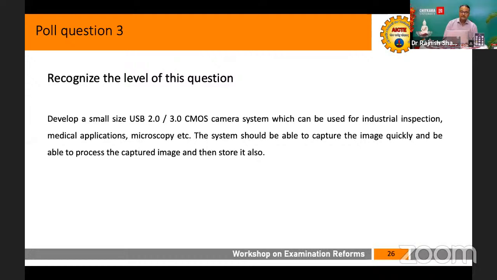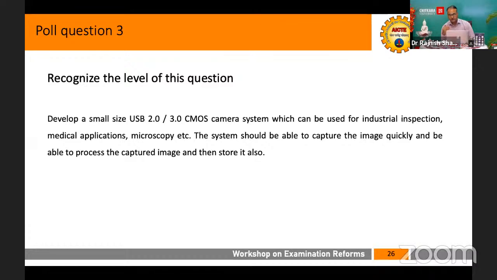Very good. 68% of you said this should pertain to the create level of Bloom's taxonomy. 22% of you said it is evaluate. 17% said it is analyze. 24% said it is apply. 9% said it is understand, and 3% said it is remember. Right? I'm very sure we'll go with the majority. This question definitely fits in at the create and evaluate level of Bloom's taxonomy.